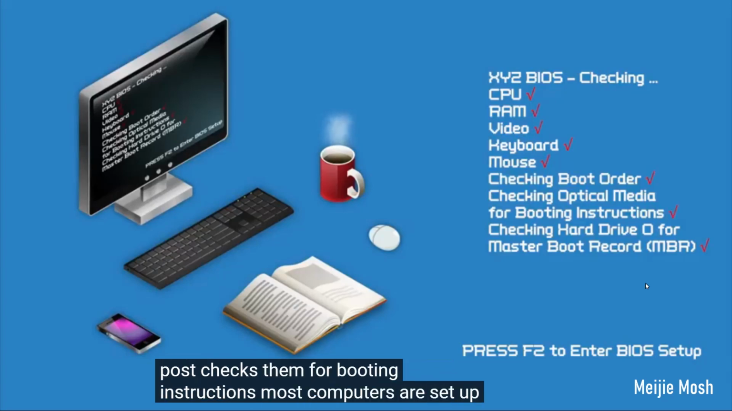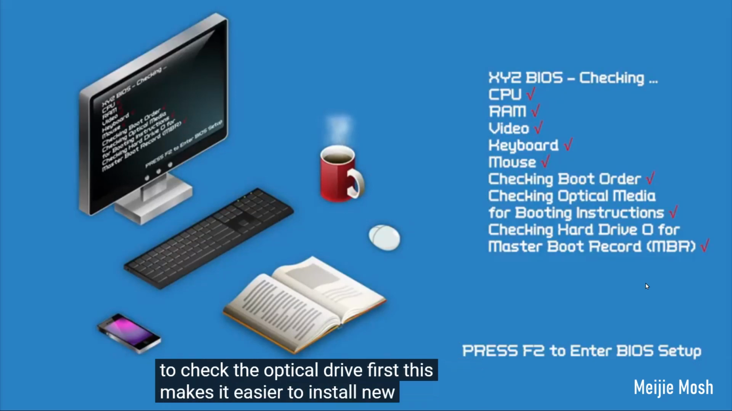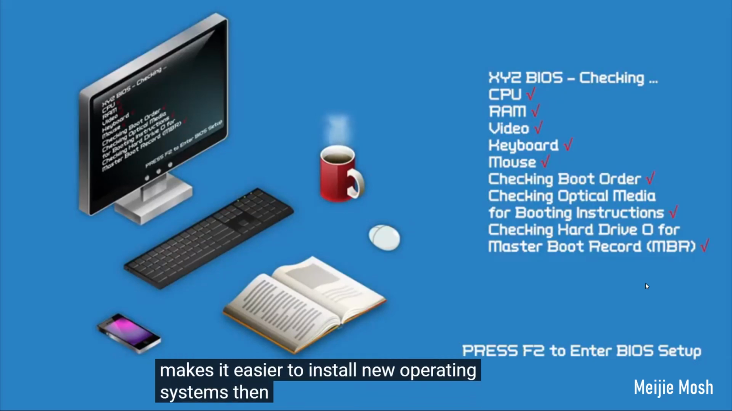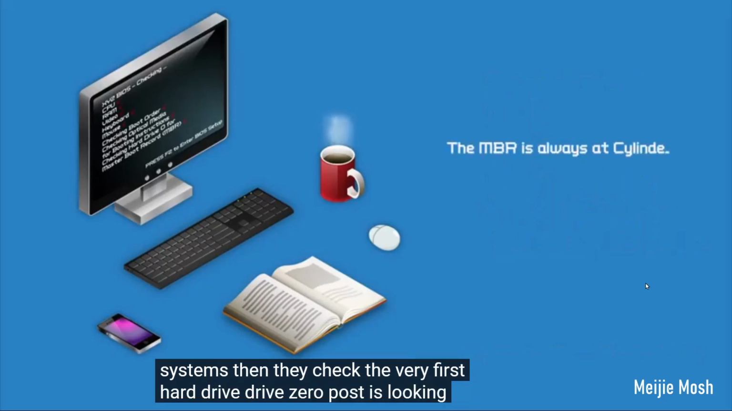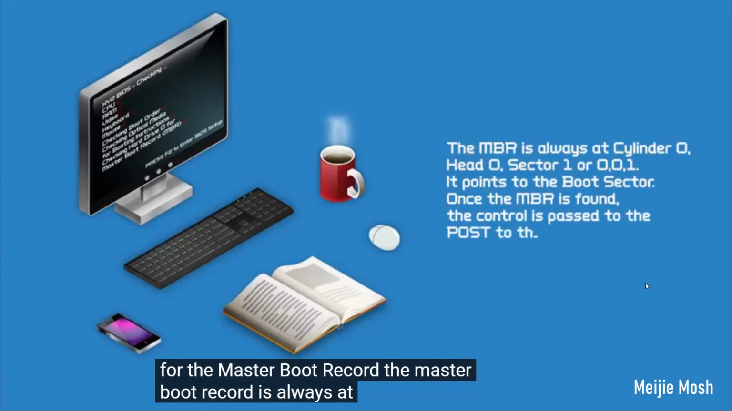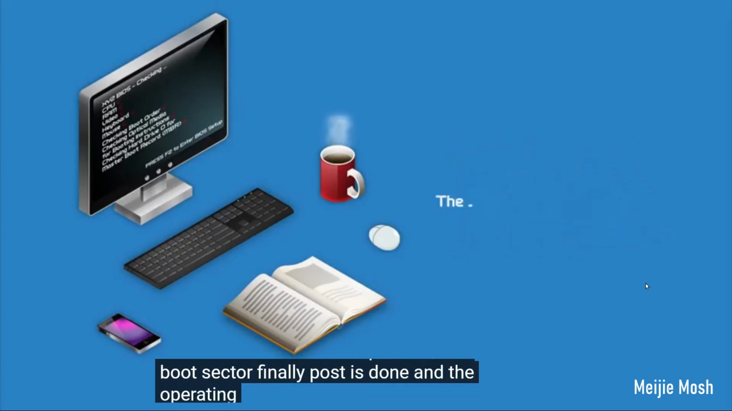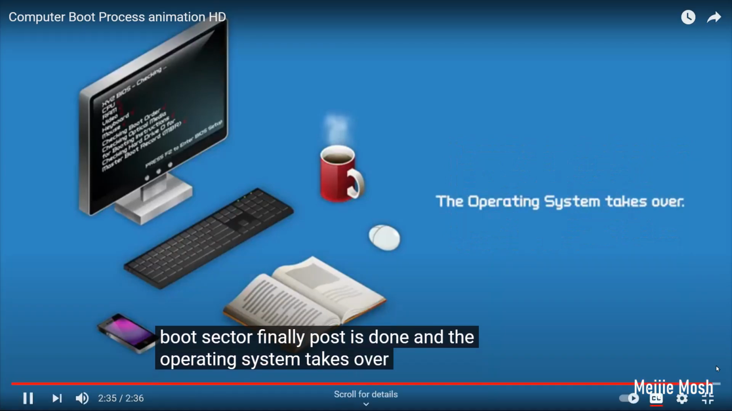Most computers are set up to check the optical drive first. This makes it easier to install new operating systems. Then they check the very first hard drive, drive zero. Post is looking for the master boot record. The master boot record is always at cylinder zero, head zero, and sector one. It points to the boot sector. Finally, post is done, and the operating system takes over.